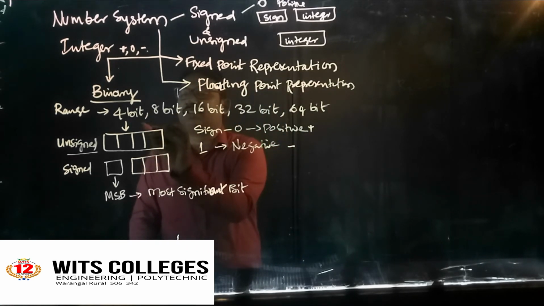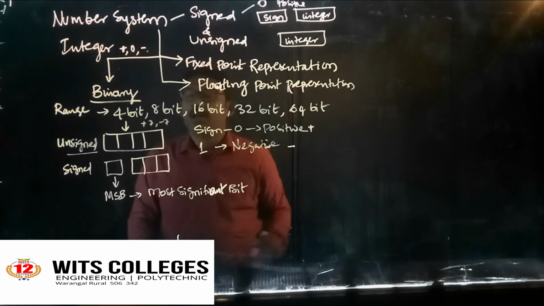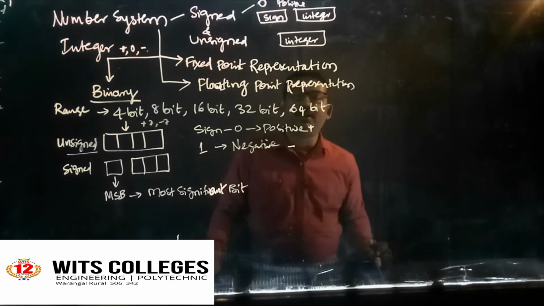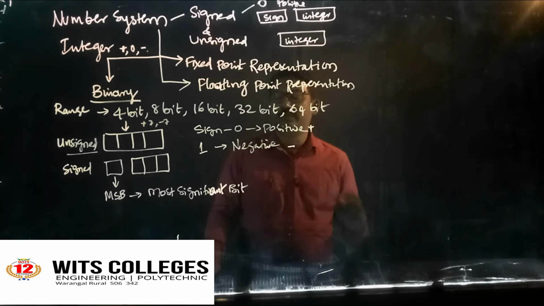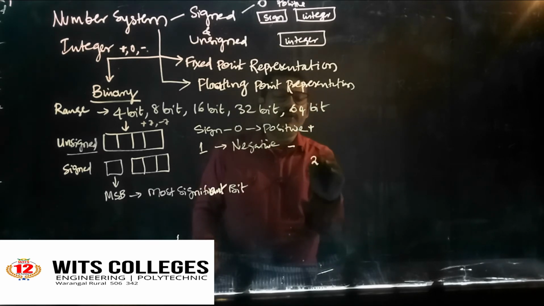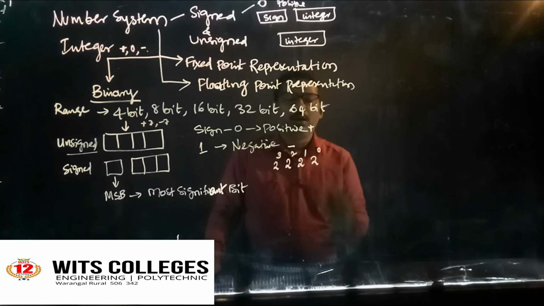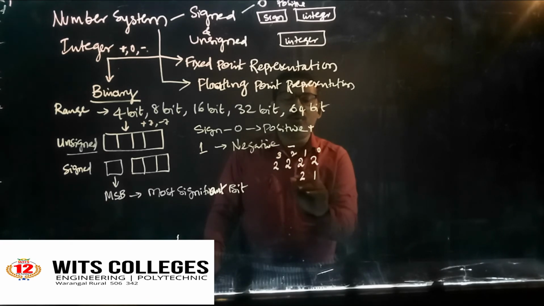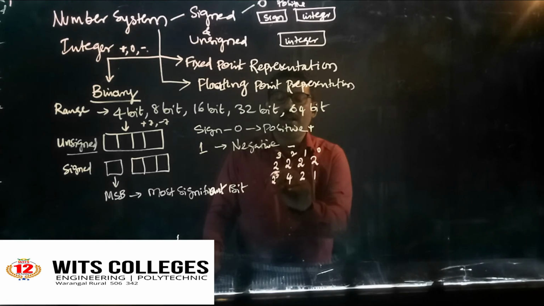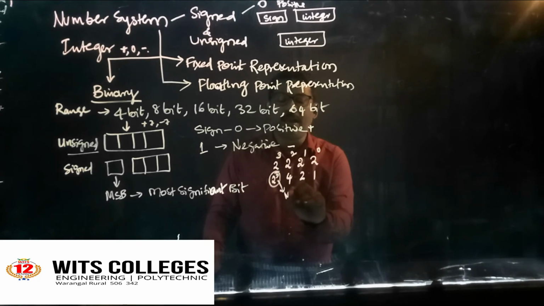4-bit representation is +7 to -7. Why is it +7 to -7? 4 bits means 2 to the power of 0, 2 to the power of 1, 2 square, 2 cube. Here it is 1, 2, 4 and 2 to the power of 3. This is for the MSB.